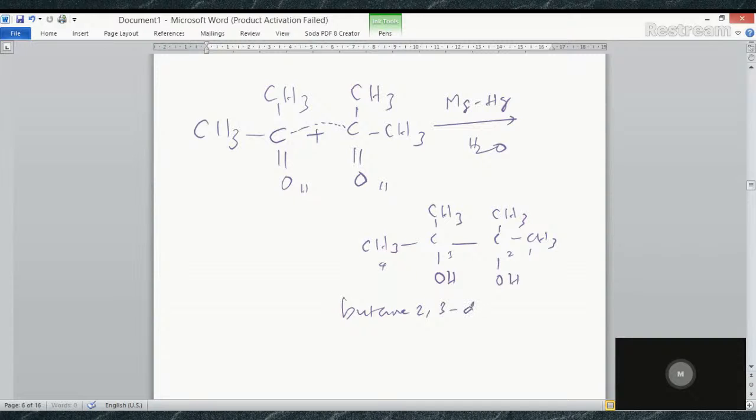Carbons 2 and 3 have the alcoholic function, so it is 2,3-diol. The branches are found at 2 and 3. The branch is nothing but methyl. So we have 2,3-dimethylbutane-2,3-diol. This is the substance called pinacol.